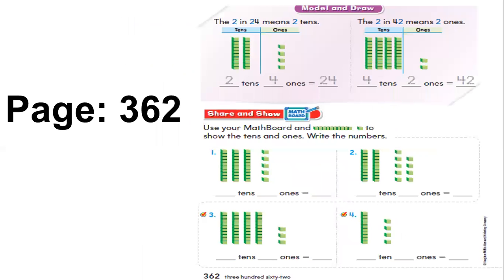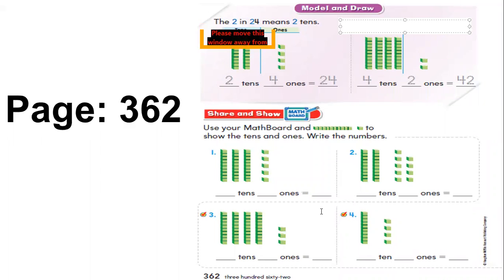So let's open page 362, everyone. Open page 362, and let's write the date on the top. CW. 30, 11, 2020. Write the date.